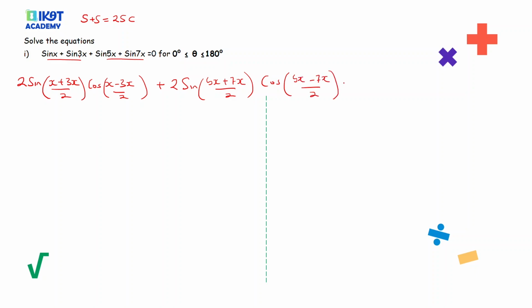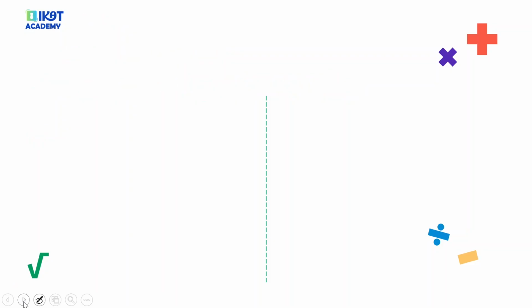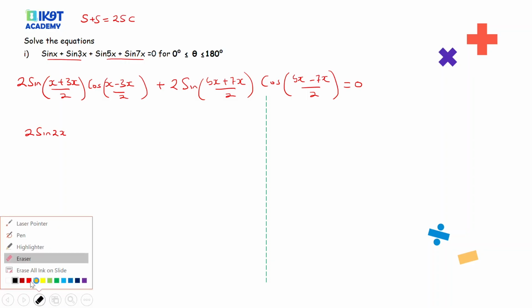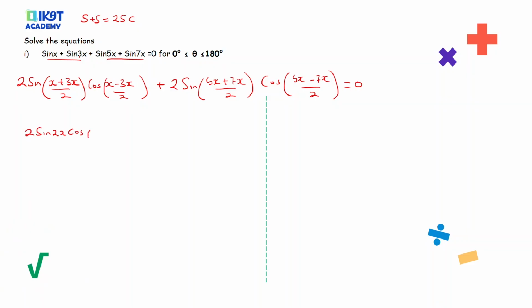So we're going to have 2 sine, this is 1 plus 3, 4, divided by 2, so this is sine 2x. Then we have cos, 1 minus 3 is -2, divided by 2, -1. Let me clear that. So we have this cos(-x) plus 2 sine. Here we have 5 plus 7, which is 12, divided by 2, it's 6. We have plus sine 6x cos, 5 minus 7, that's -2, divided by 2, that is -1. So here we have cos(-x) is equal to 0.